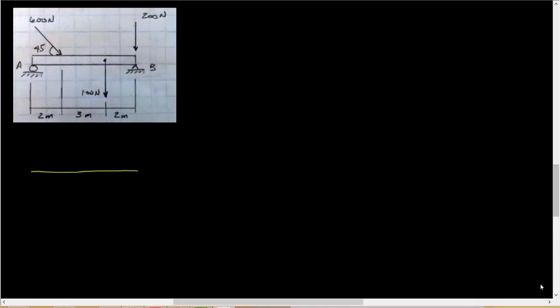Hello, we've got an example for Chapter 5, Equilibrium of a Rigid Body. We have two forces, one acting at a 45-degree angle of 600 newtons, 2 meters away from point A, and we have a 200 Newton force acting right on top of point B, and we also have a 100 Newton force acting down 5 meters away from point A or 2 meters from point B.